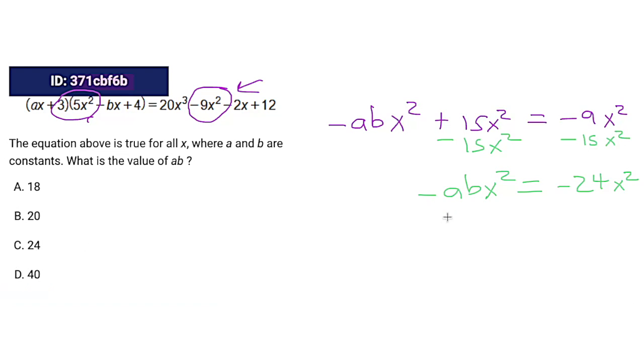We have two negative signs, so we can get rid of those and turn them into positive, because we're basically just multiplying everything by -1. We have x squareds that can be eliminated, because if we divide the whole thing by x squared, they disappear. And then AB equals 24, just like that.